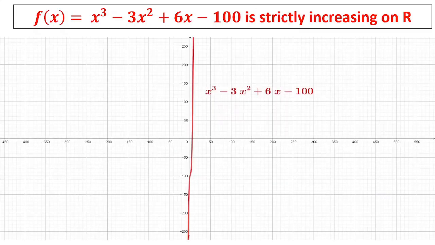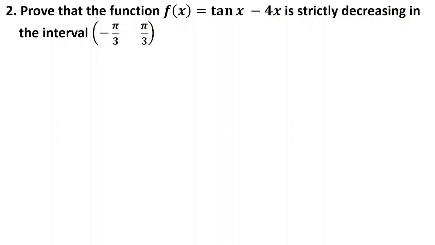Now I am showing you the graph of this function. You are seeing that x cube minus 3x square plus 6x minus 100 is going up, up, up. Therefore it is strictly increasing. Well, now we are going for another problem involving trigonometry, where you have to prove that tan x minus 4x is strictly decreasing. Keep it in mind that in this interval f dash of x should be proved as less than 0. Let us find.